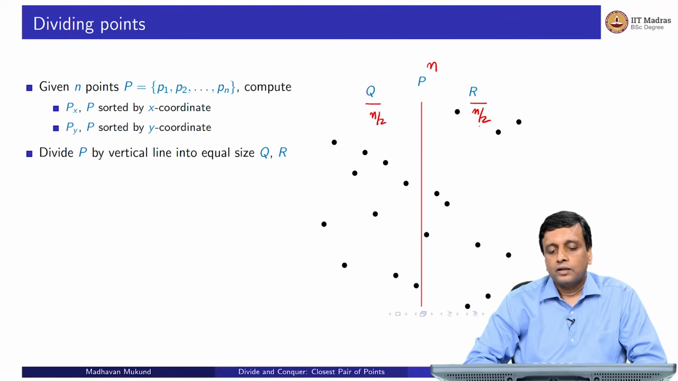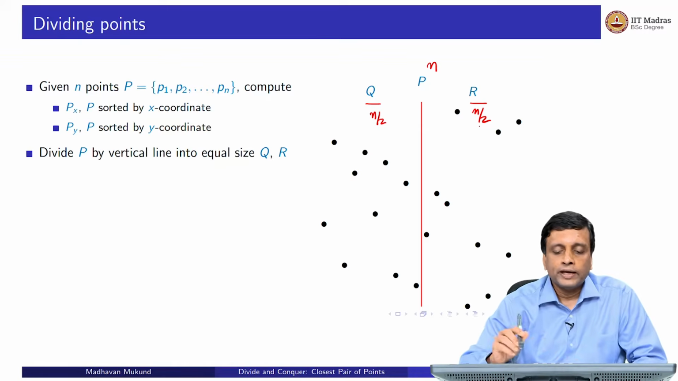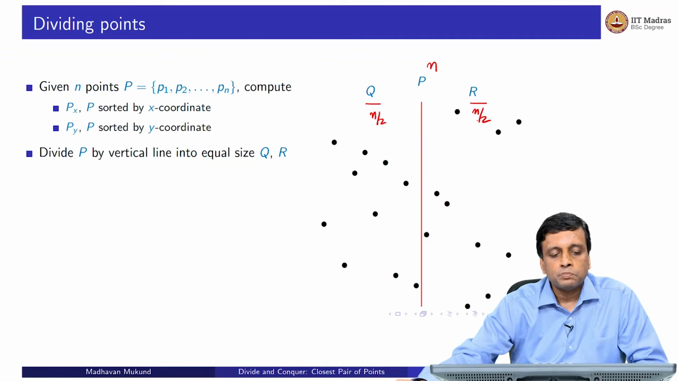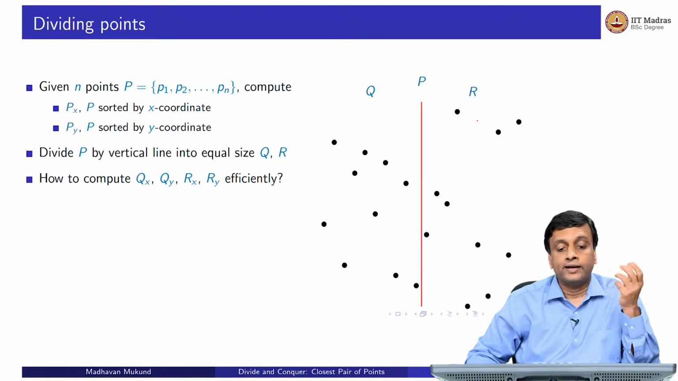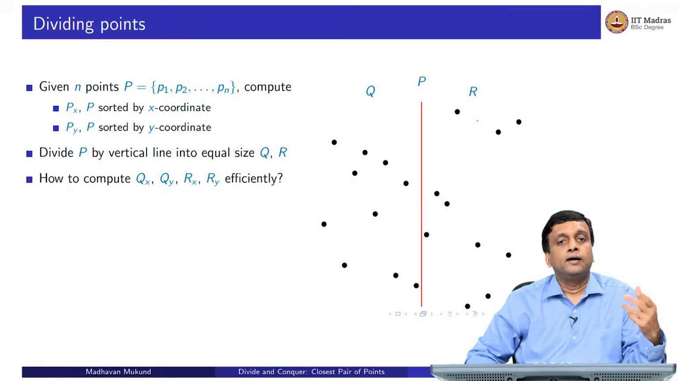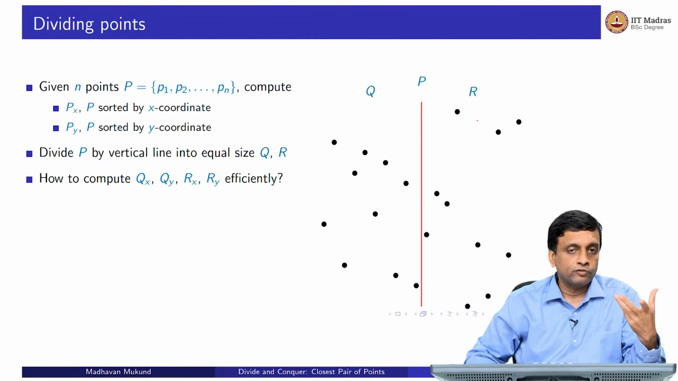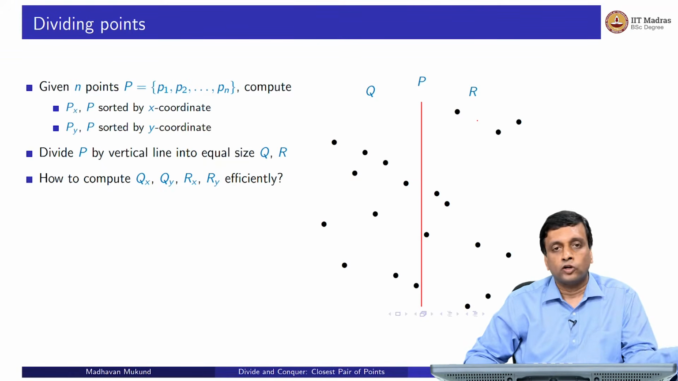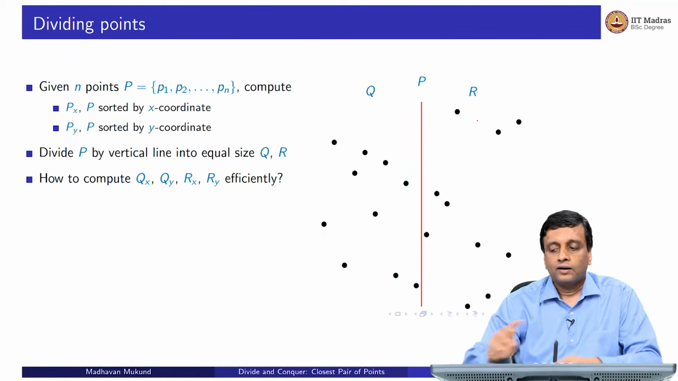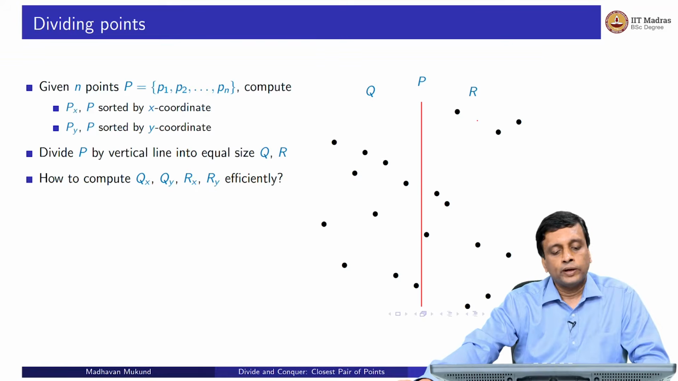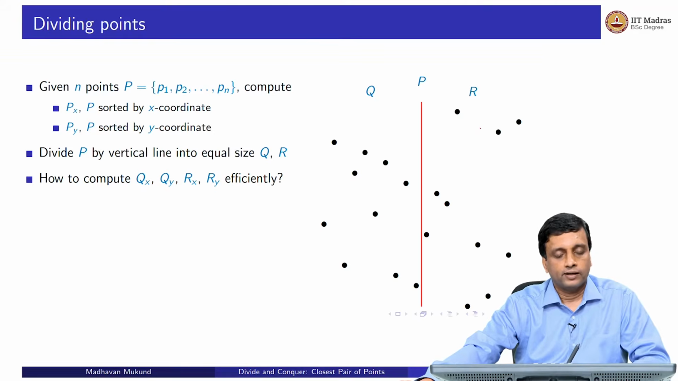Right? So now what we have to do is take this Px, Py and divide each of these into Qx, Qy and Rx, Ry, because to continue this recursion, I need to solve the problem with a given set of points having an x sorted version and a y sorted version, right? And I don't want to sort again. So this n log n I have done once, I don't want to do it again. So how do I get these sets Qx, Qy? So Qx is Q sorted by x, Qy is Q sorted by y, and so on for R.